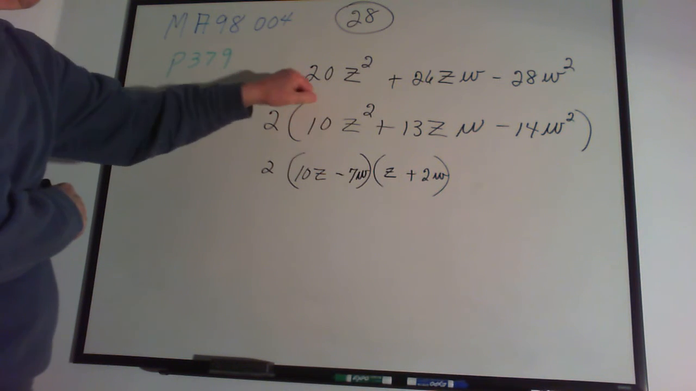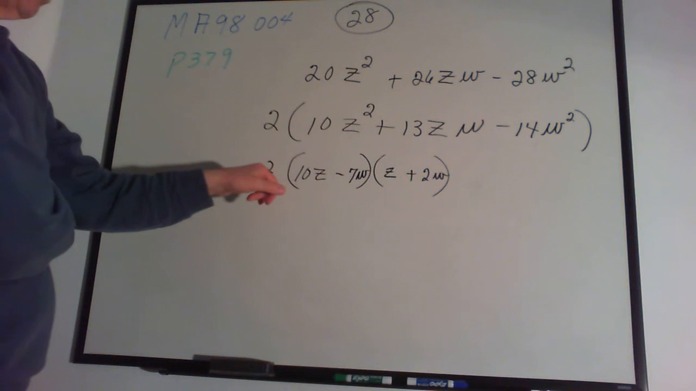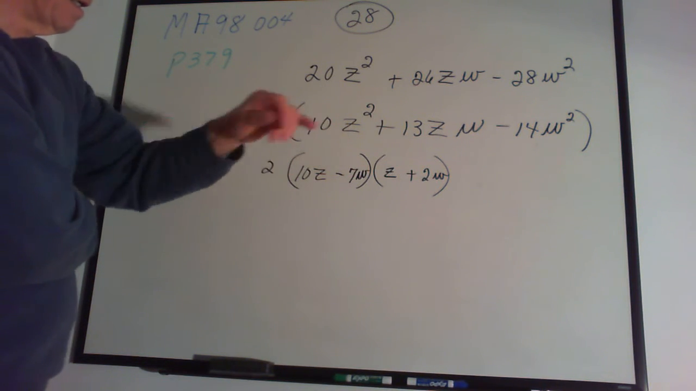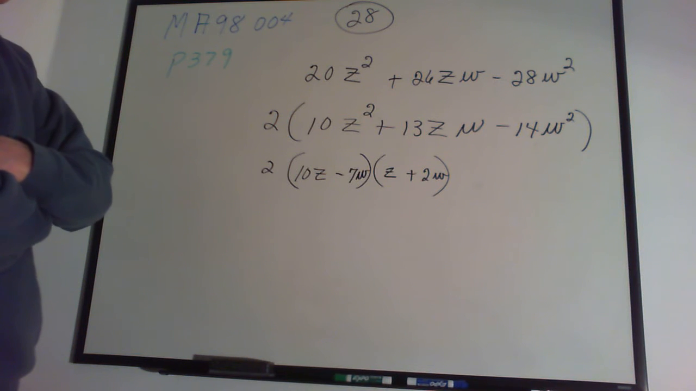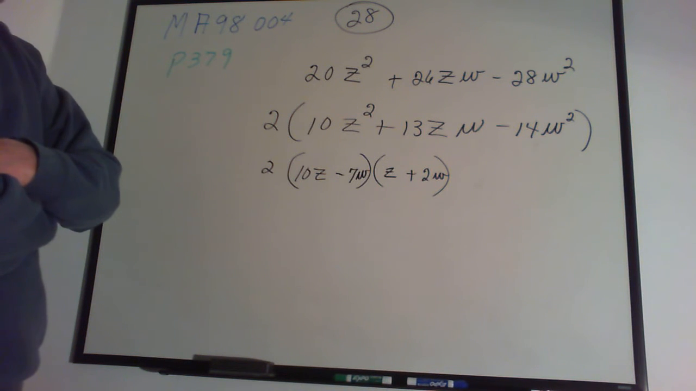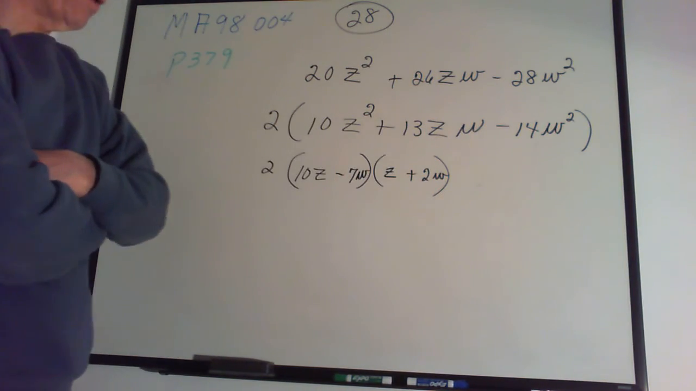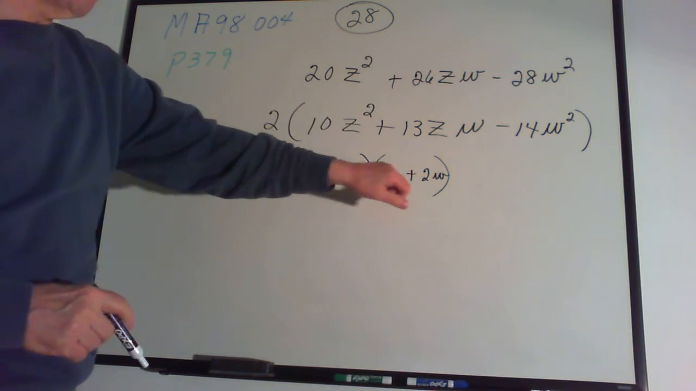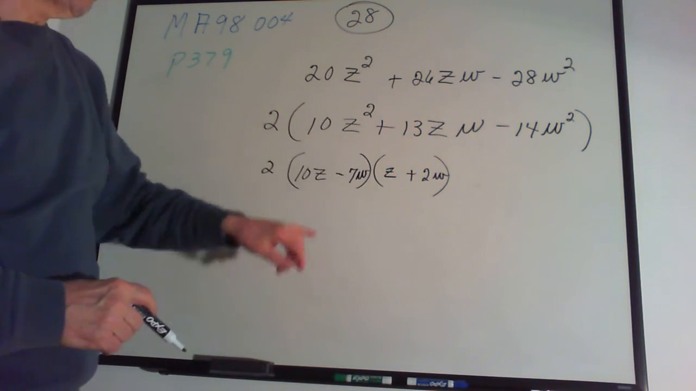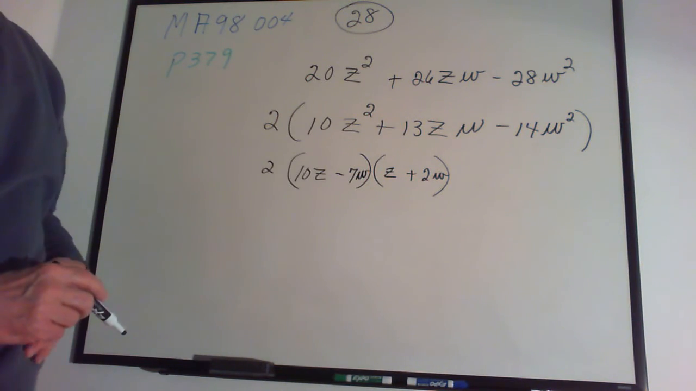First of all, you can divide everything by 2. All right, so your answer is going to be 2. And then you look at this and you say, what are the factors of 10? Well, they're 5 and 2 and 10 and 1. I need a 13. Here is the middle term. Factors of 14 are 7 and 2. Well, 2 times 10 gives me 20. Minus 7 will give me my 13.